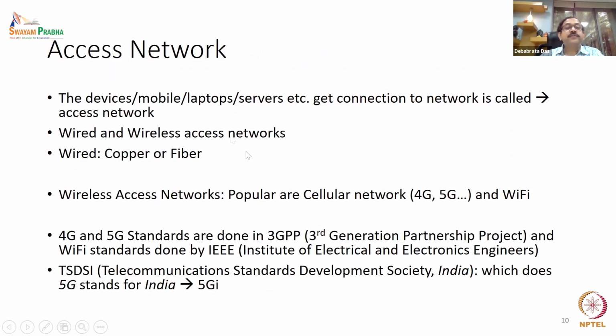What are access networks? An access network is what a device, like a mobile or laptop, gets connected to first; it is where you get first access to the network. I've already told you, access networks are of two types, wired and wireless. In the case of wired, copper and fiber. But around 50% of the world's access network is now wireless, and it is increasing.